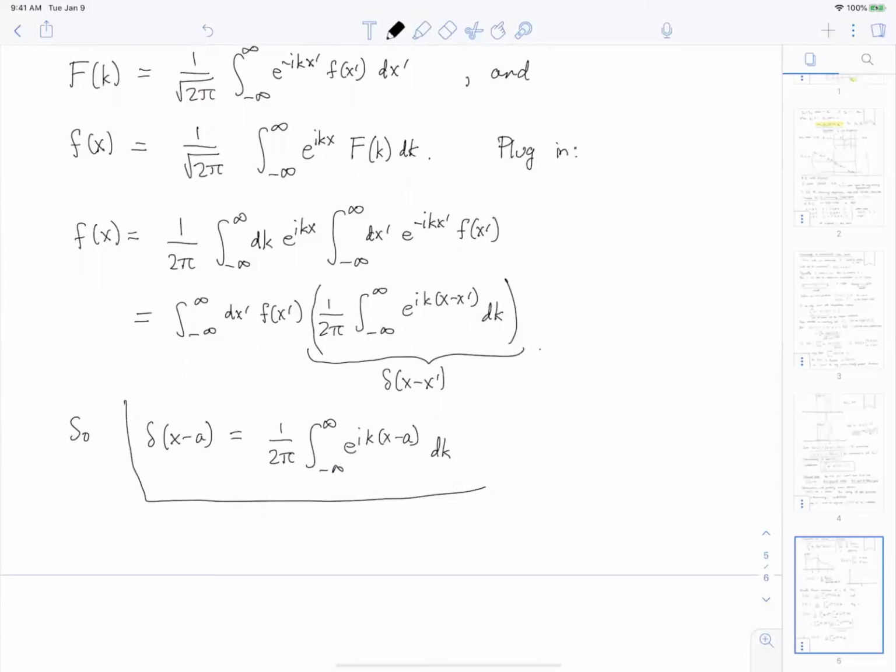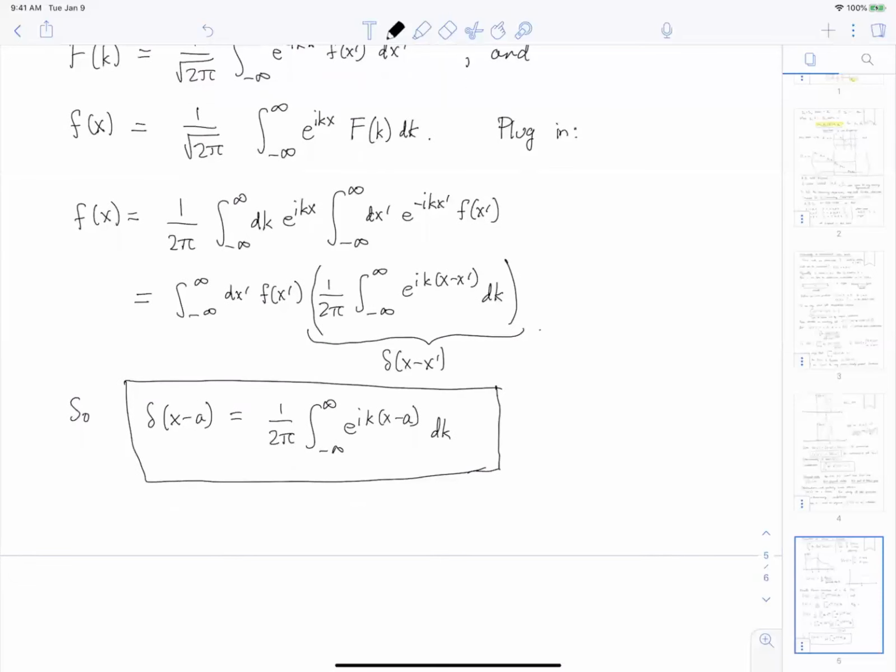I'm writing it as an integral over another variable k, which is, it turns out, going to be related to the momentum of a particle when we're talking about particle states.